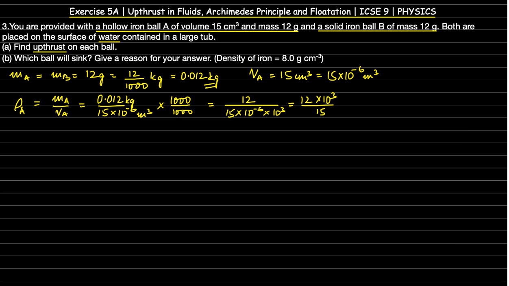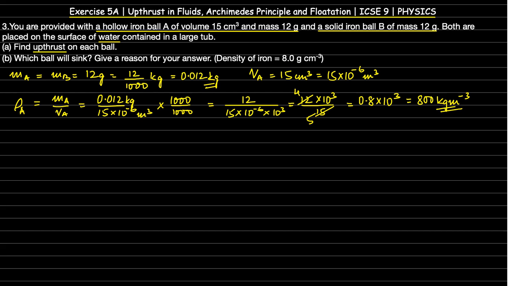We cancel them by 3. So 3 4s are 12 and 3 5s are 15. So 4 by 5 is nothing but 0.8 into 10 to the power of 3, which is nothing but 800 kg per meter cube. So we have got the density of A to be 800 kg per meter cube.